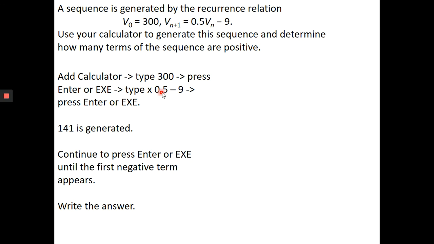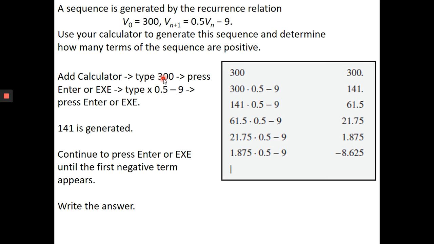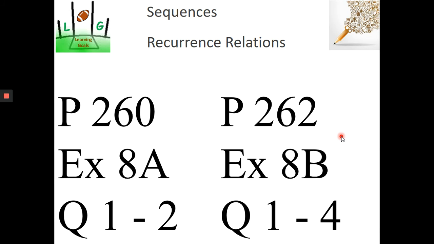So the first one: half of 300 is 150. Take away 9 is 141. So if you type 300, press enter, then just type times 0.5 minus 9, press enter, you get 141. Keep going until you get a negative number. So first iteration, second, third, fourth, fifth. How many terms of the sequence are positive? The first 5 terms of the sequence are positive. 1, 2, 3, 4, 5.